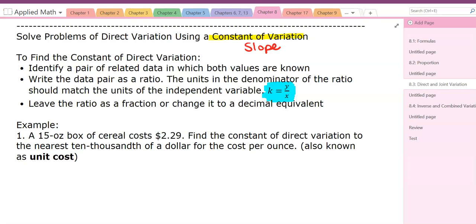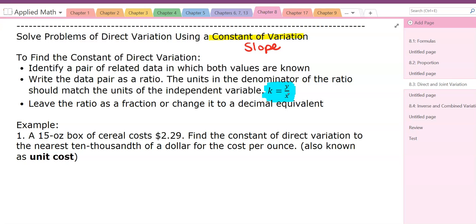So you guys would have done your y minus y over x minus x if you were looking at a pair of coordinates. It's the same thing here. It's y over x. They use k to represent the constant of variation, that number that is kind of acting as the slope. They just don't use m for slope.